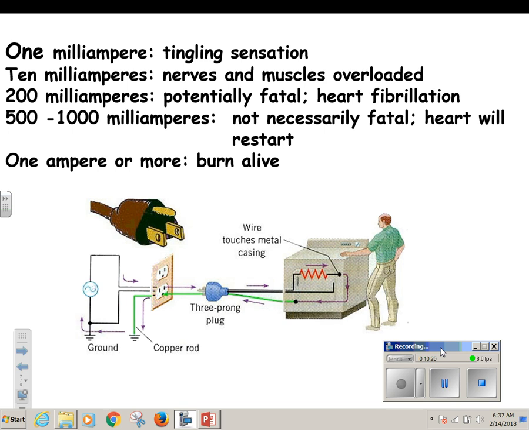His friends couldn't touch him because then the current would have gone through them because they weren't grounded in any way. So they had to get a piece of wood and literally hit his arms to get him off of the power line. He didn't die, luckily, but he was really badly hurt, and he was burnt over 3/4 of his body.